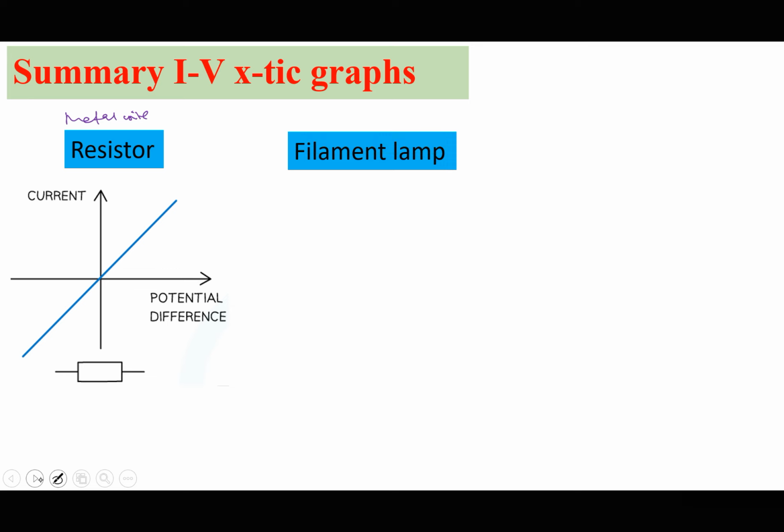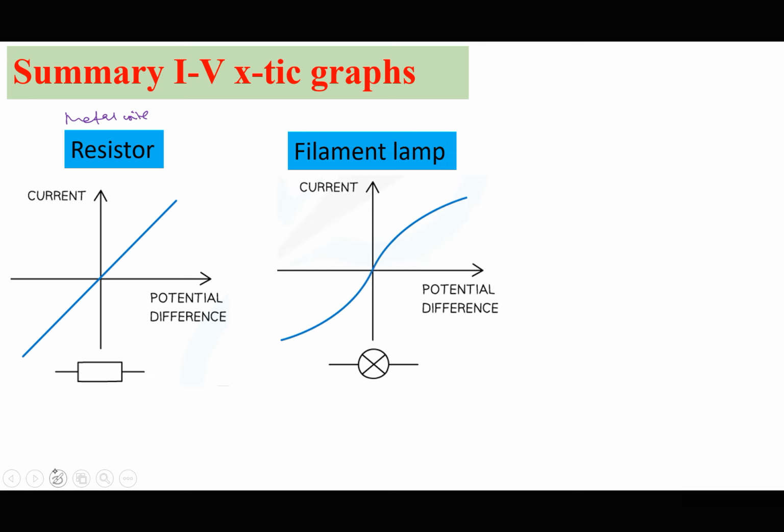If it is a filament lamp, we have seen that it is a curve of decreasing gradient. I think this is the best way to sketch it and to avoid sketching it as a horizontal line. So for a filament lamp, it is a curve of a decreasing gradient. So this decreasing gradient means resistance tends to infinity. This one means resistance is constant.